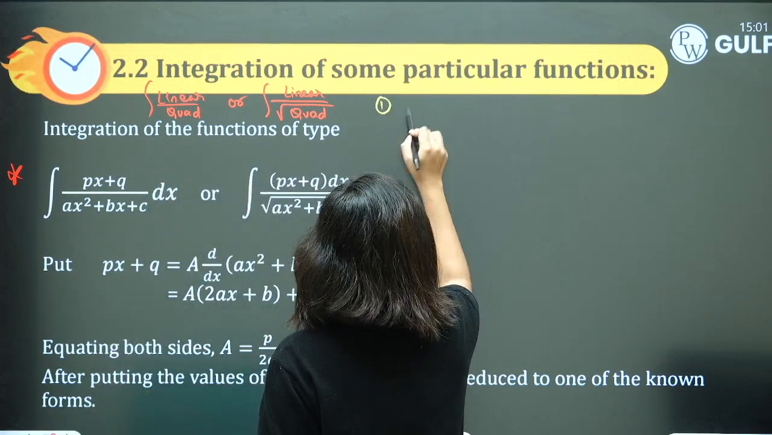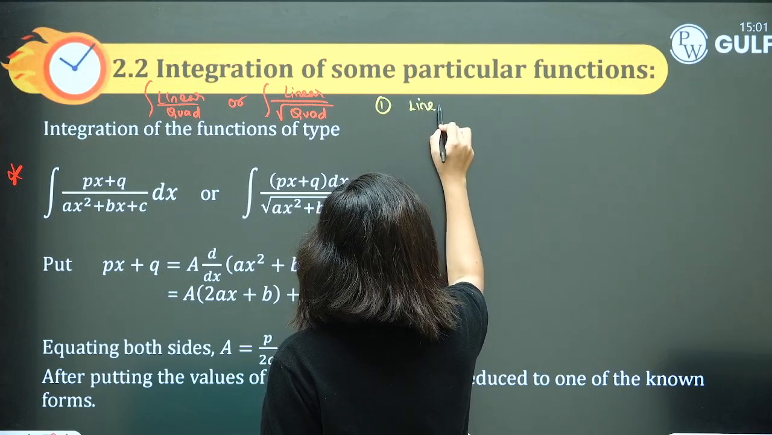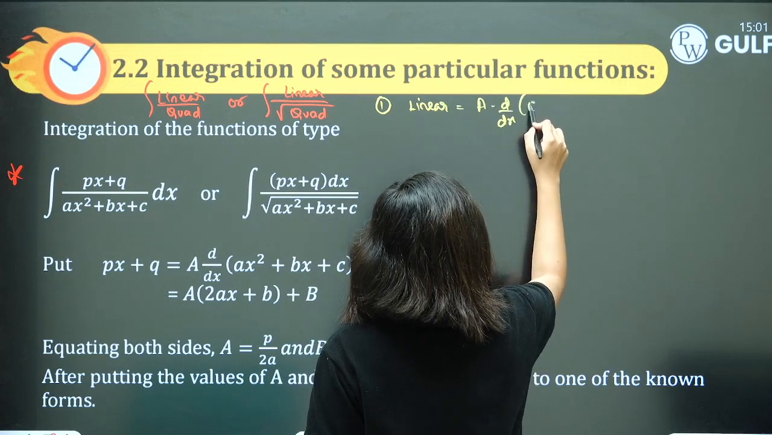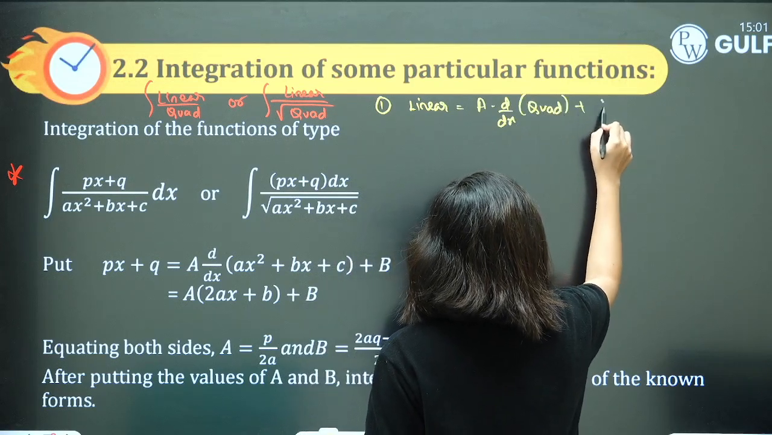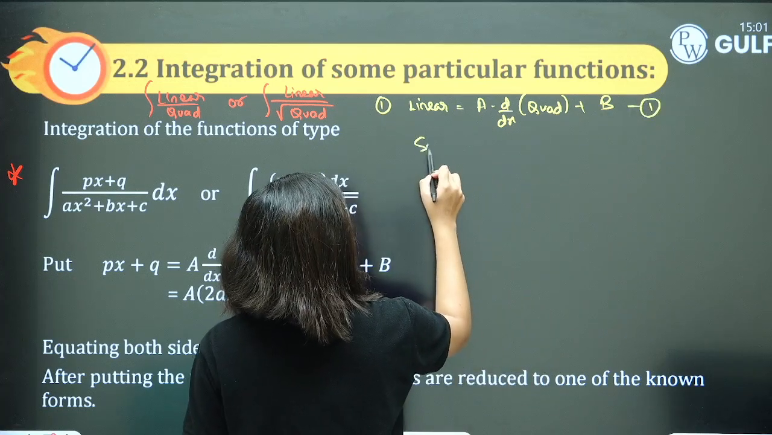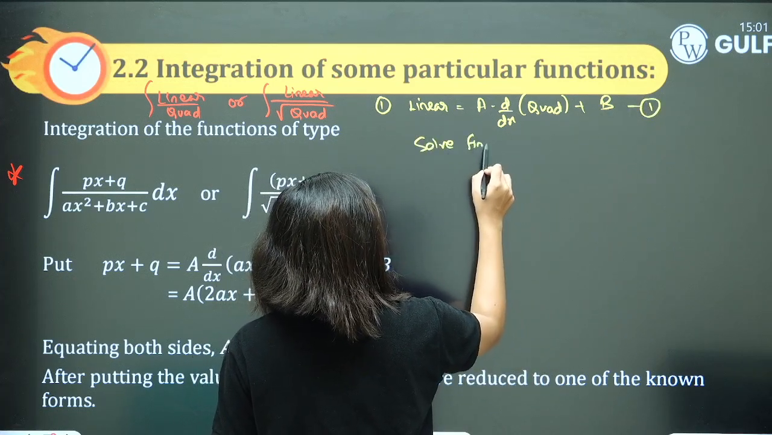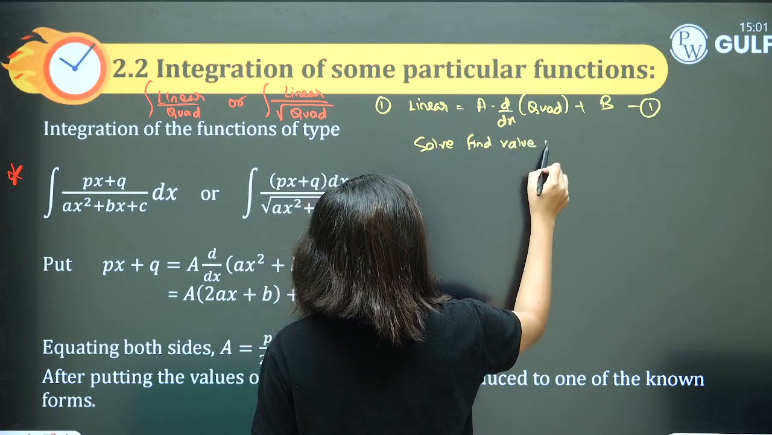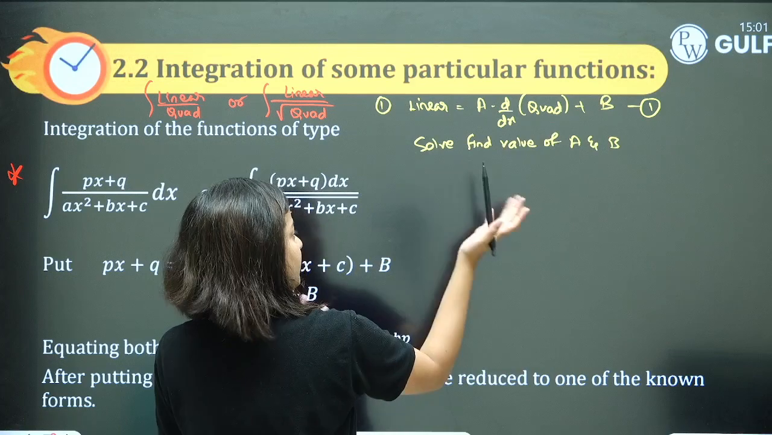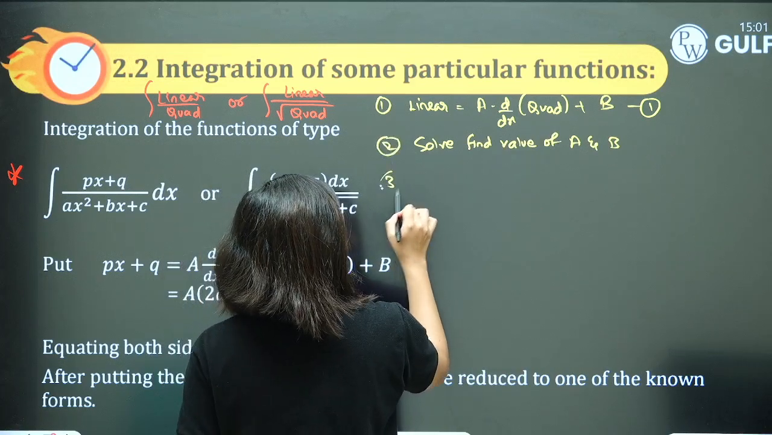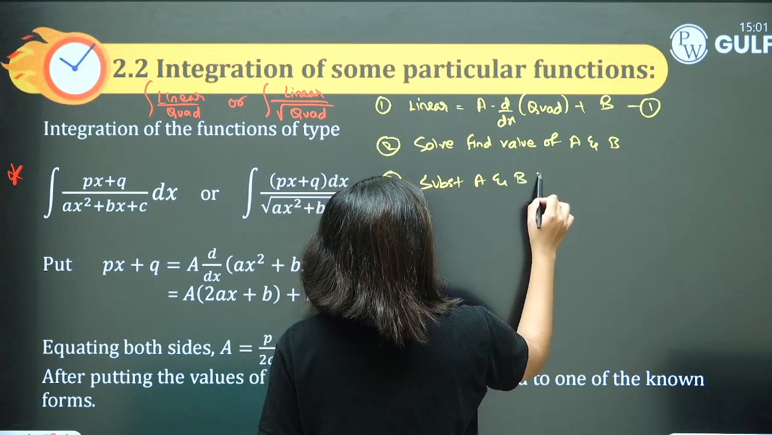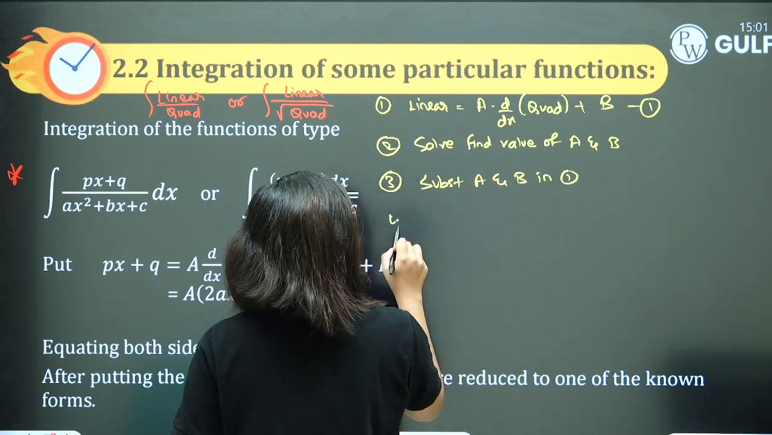First step, we will take linear is equal to a into derivative of quadratic plus b. You will solve and find a and b. Find the value of a and b. You will solve this equation, equate both the sides, solve and find the value of a and b. Next step, substitute a and b in equation 1.